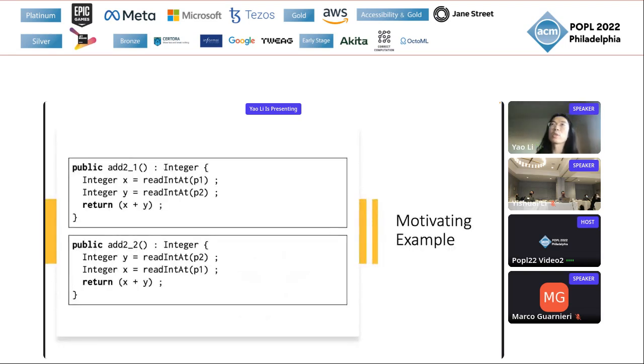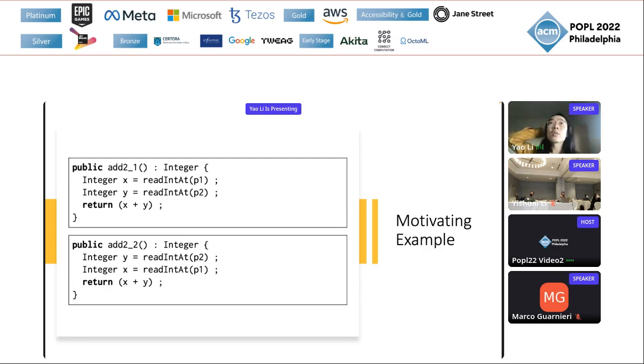So let's start with a motivating example. So I'm showing two programs here. The first one is add to 1, which just reads an integer from two pointers, P1 and P2, and then adds them together. The second one is almost the same, except it switches the order of the reads. It first reads from P2 and then reads from P1. Other than that, they are the same.